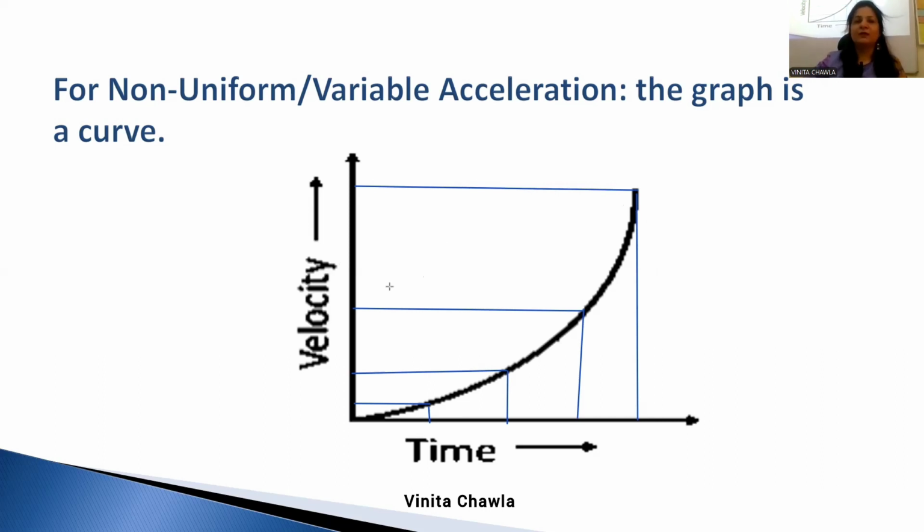Okay. So we can see that there is more change in velocity. At this interval, we find the change greater. Change in velocity is greater here. Unequal change in velocity. Unequal change in velocity in equal intervals of time.